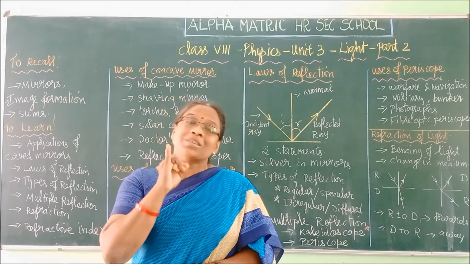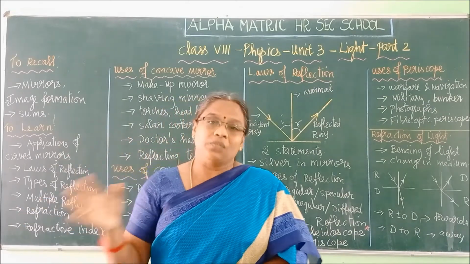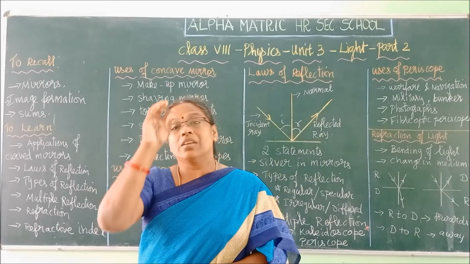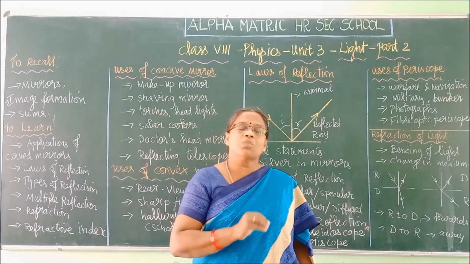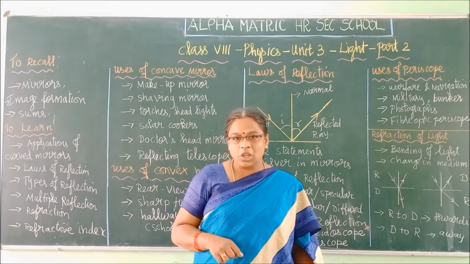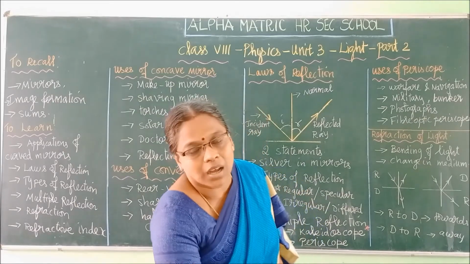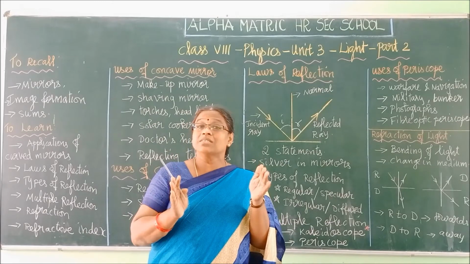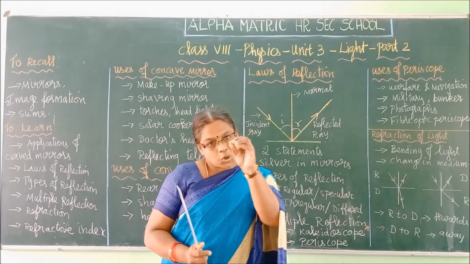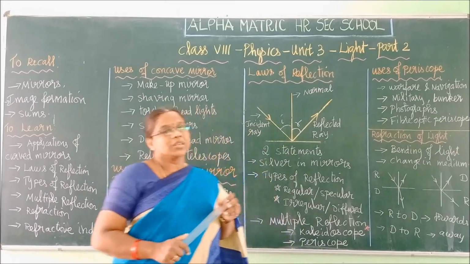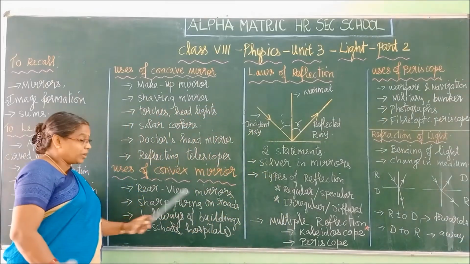It will give you a wider view, and it will give you a diminished image. Even a bigger truck will be shown in a smaller way inside the mirror. Yes or no, children? So as it gives a wider view of the object, and also shows the diminished image, convex mirrors are used in rear view mirrors.